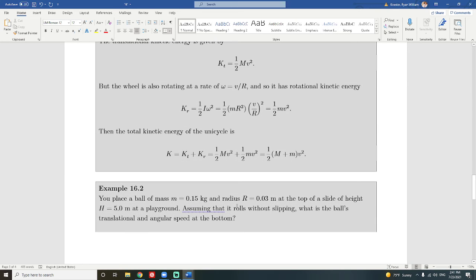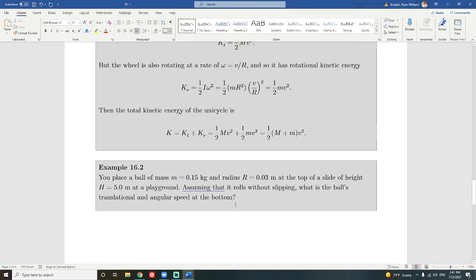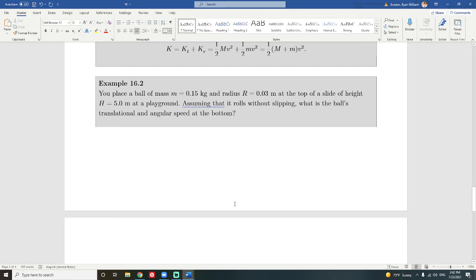This is a pretty common one, and I think you'll do something like this on your homework, but maybe go into a little more detail. Okay, so you place a ball of mass 0.15 kilograms and radius 0.03 meters at the top of a slide of height 5 meters at a playground. Assuming that it rolls without slipping, what is the ball's translational and angular speed at the bottom?